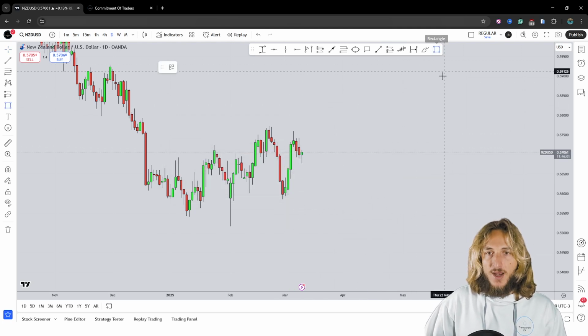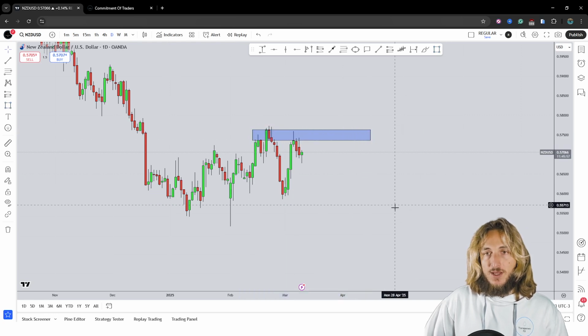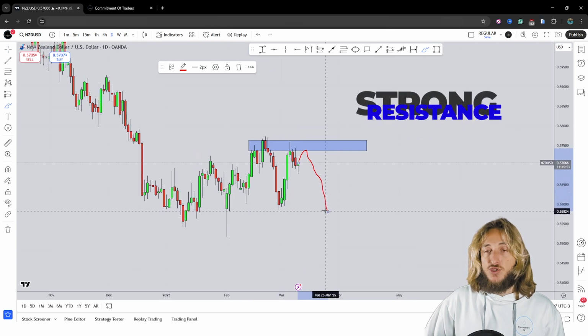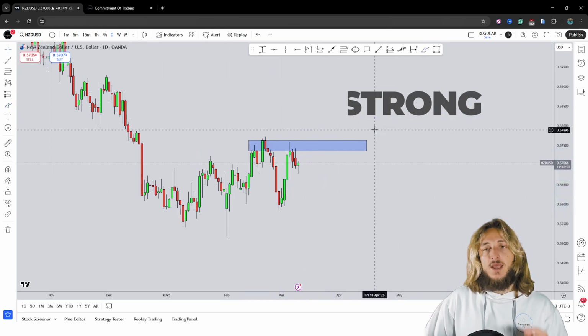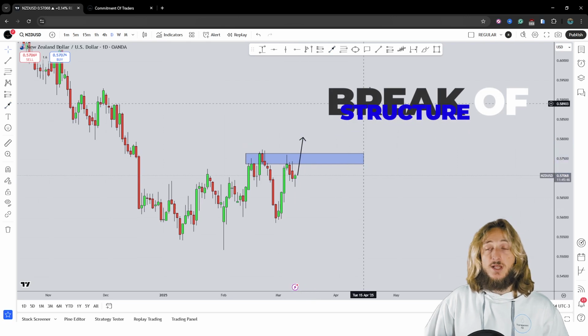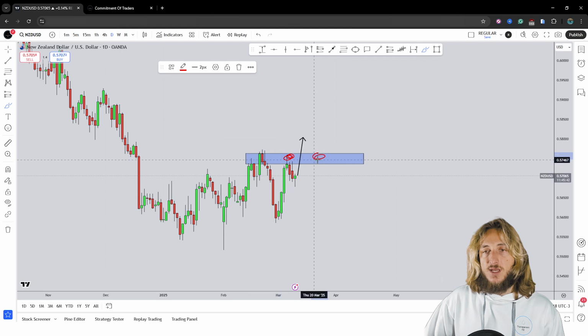Now back to the analysis. So here on the daily, the very important zone is this resistance. Now, until the market will remain below this level, this market can easily be rejected to the downside. However, if and only if the market manages to break above that zone, that is where things get interesting, because after the break, this previous resistance becomes support.